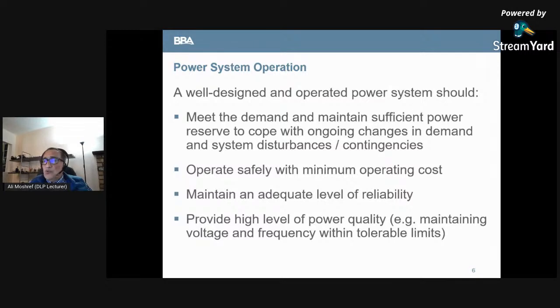And what is also important, we have to maintain an adequate level of reliability. By the way, the word reliability means a lot of things. Reliability means adequacy and security. Adequacy means enough facilities, that I have enough transmission lines and enough generation. That's adequacy. And security means if something happens, if I lose the east to west interconnection in Turkey, will I survive that? That is security. And we have to provide a high level of power quality.